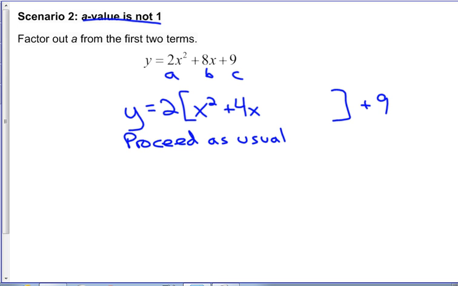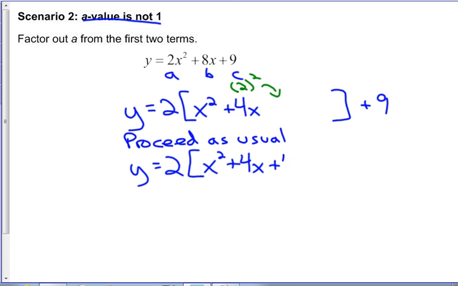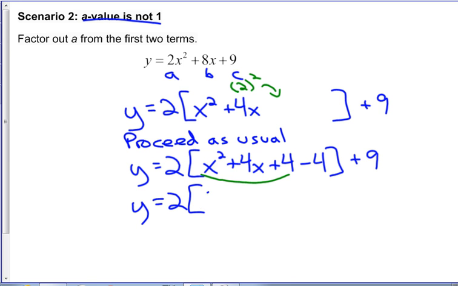So what do I need to do? I need to figure out half of the middle, which is 2, and square. And that's going to go within those big brackets. So I'll have plus 4 and minus 4. These three terms are a perfect square trinomial. So they're going to factor to x plus 2 all squared, leaving me with a minus 4 and a plus 9 out here.